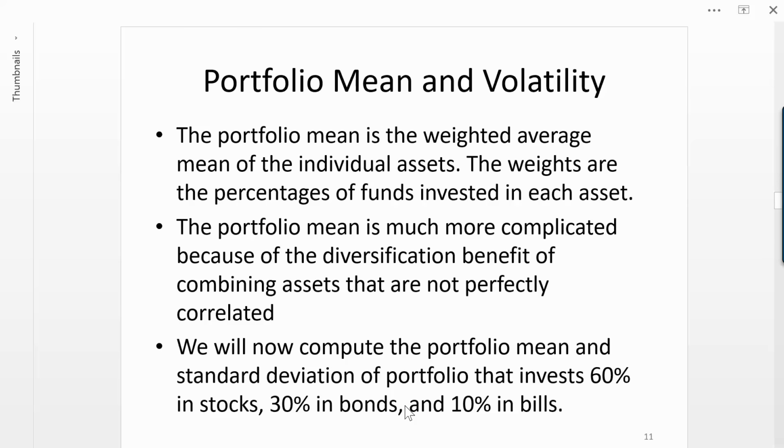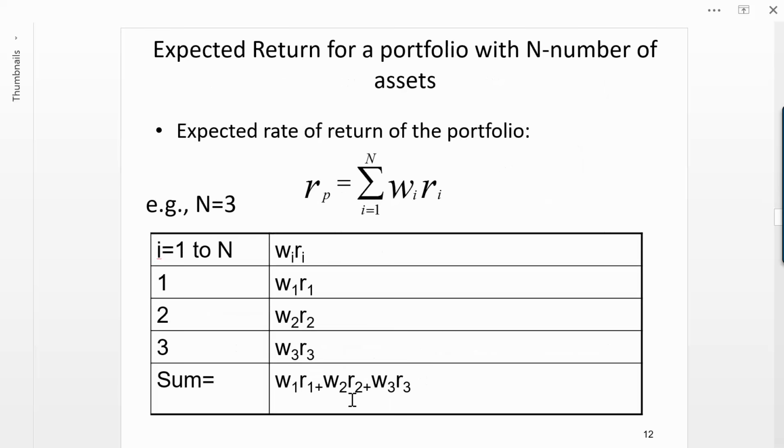So let's talk about portfolio means and standard deviations. I want to create a portfolio that's 60% invested in stocks, 30% in bonds, and 10% in bills. Now, the expected return of that portfolio is pretty simple. It's really just the weighted average return of each asset.